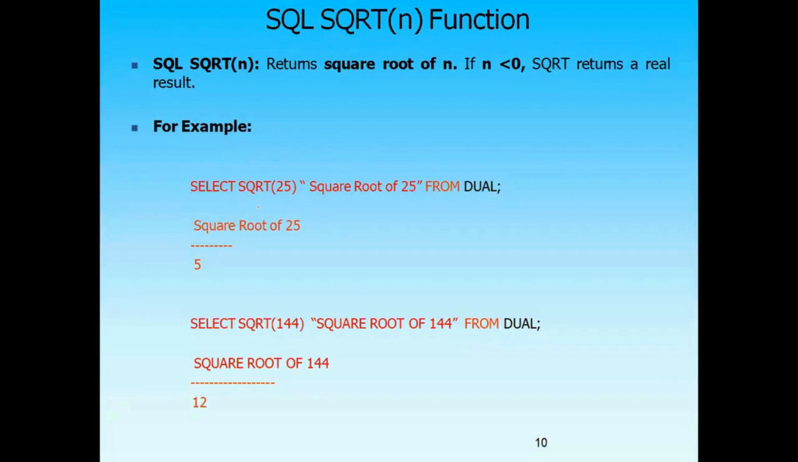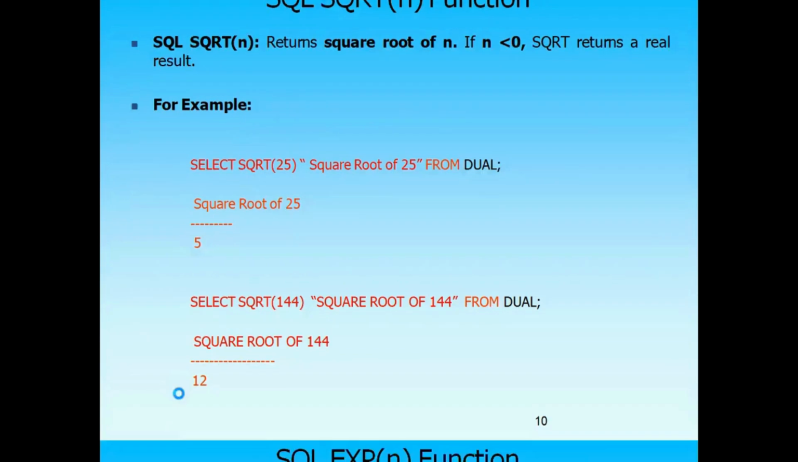Then the SQRT function, the square root function, is also available in the arithmetic functions, right? SQRT will return the square root of the given parameter. So here is the example: SELECT SQRT(25) FROM dual. My answer is 5. This is another example: SELECT SQRT(144) FROM dual. My answer is 12. I hope you are clear with this.